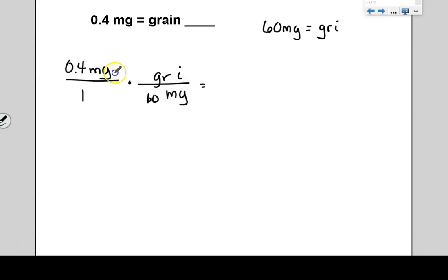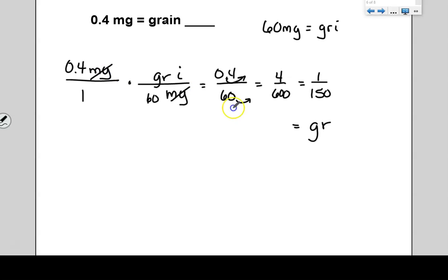Now, if I do my math, 0.4 times 1 is 0.4. 1 times 60 is 60. Now, I need to fix this because this is not the proper way to write a fraction. First thing you want to do is compensate for the decimal point. Move both of these over by 1. So this would be equivalent to 4 over 600. Now I can reduce it. Both of these are divisible by 4. If I divide 4 into 4, I get 1. If I divide 4 into 600, I get 150. So the number part is 1 over 150. Now, to write it properly, we'll write the unit first, which is a grain, and I know that because the milligrams canceled, and then I'll write the fraction after, 1/150th.